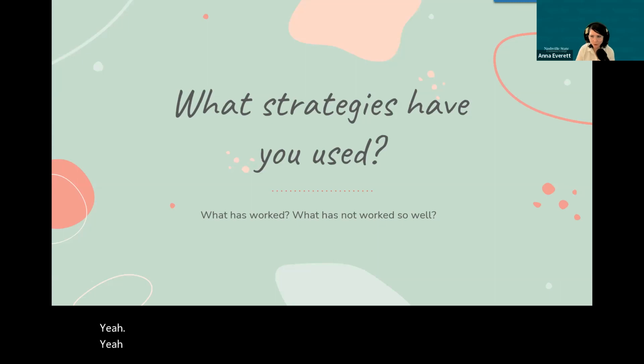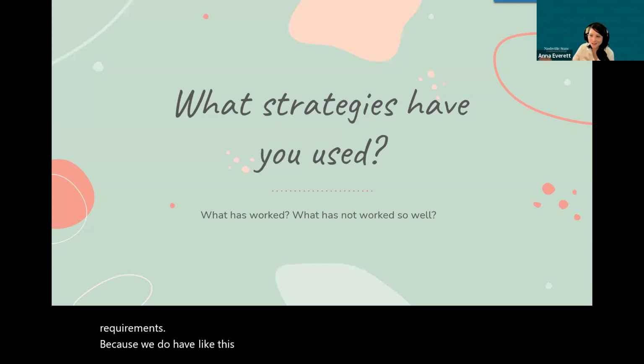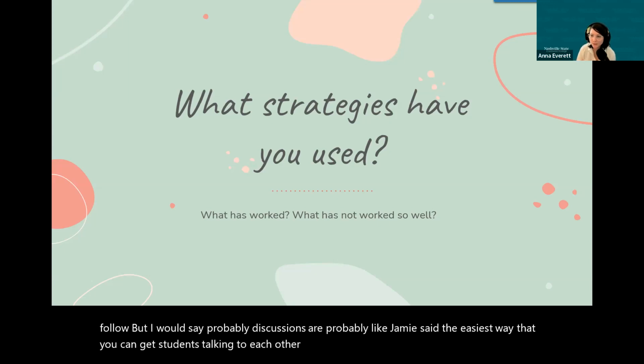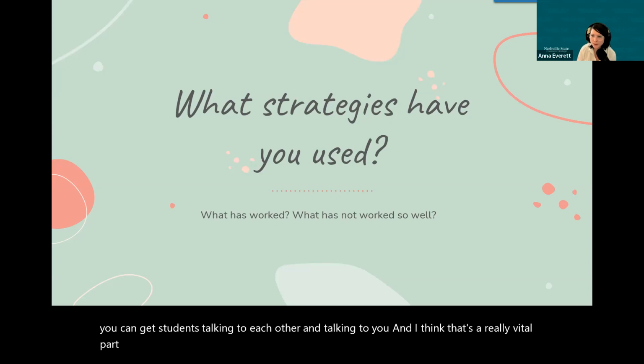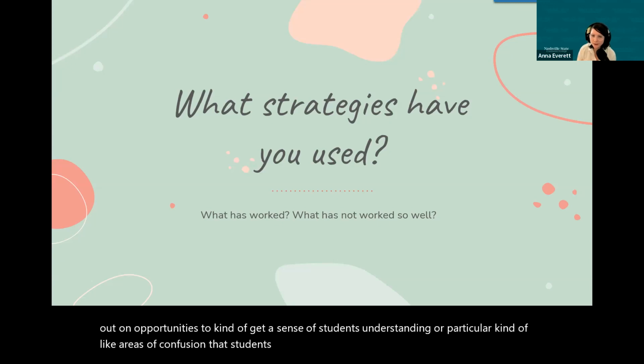Yeah, okay. The minimum requirements are maybe vaguely defined, but we're trying to think beyond the minimum requirements, because we do have this mandate that we have to follow. But I would say discussions are, like Jamie said, the easiest way that you can get students talking to each other and talking to you. And I think that's a really vital part of any course. If you don't have some kind of component like that, you might miss out on opportunities to get a sense of students' understanding or areas of confusion that students are having, if you don't have some kind of discussion component.